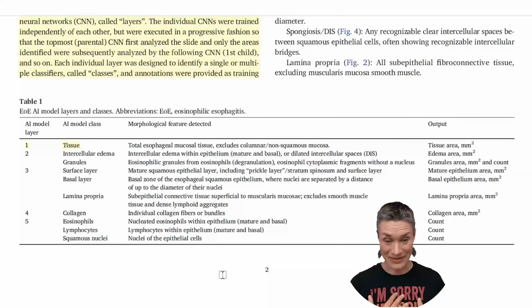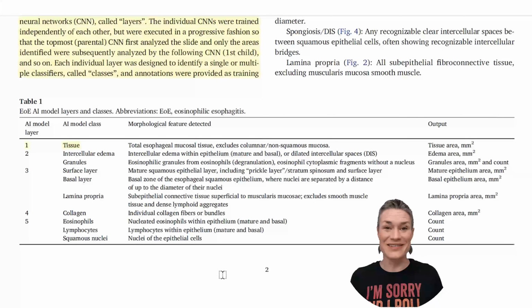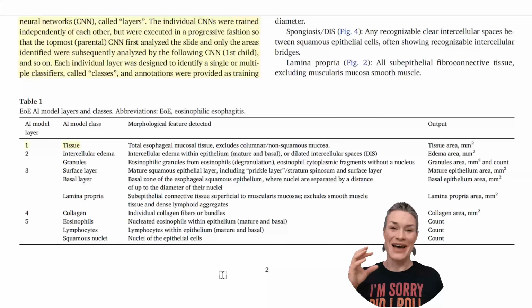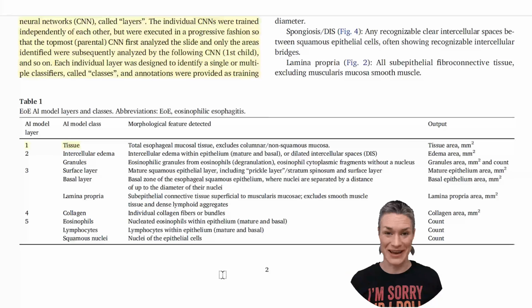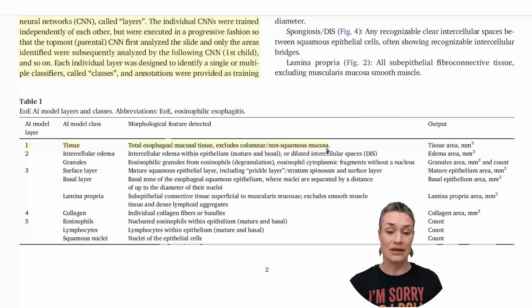It's so funny for a pathologist to have to detect tissue, but in the whole slide image, there are plenty of white pixels as well, which constitute this image. So you have to have the tissue selected from the background. So this is always the first layer. And what's super important is to define what your tissue is. So it's not everything, right? Their tissue was total esophageal mucosal tissue, excluded columnar and non-squamous mucosa. So these parts, the columnar and non-squamous, were part of their background. So they didn't even bother detecting it.